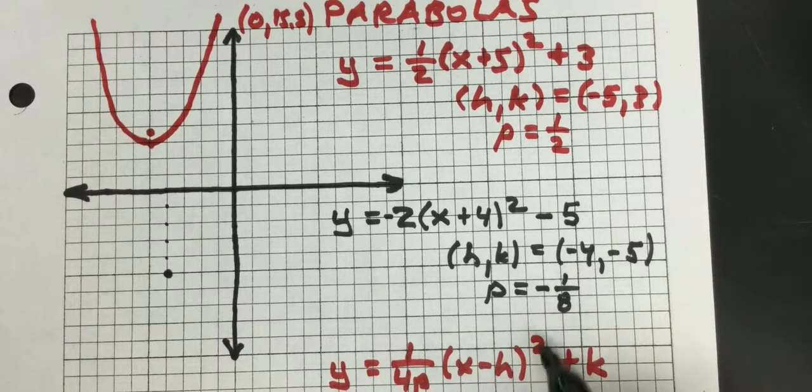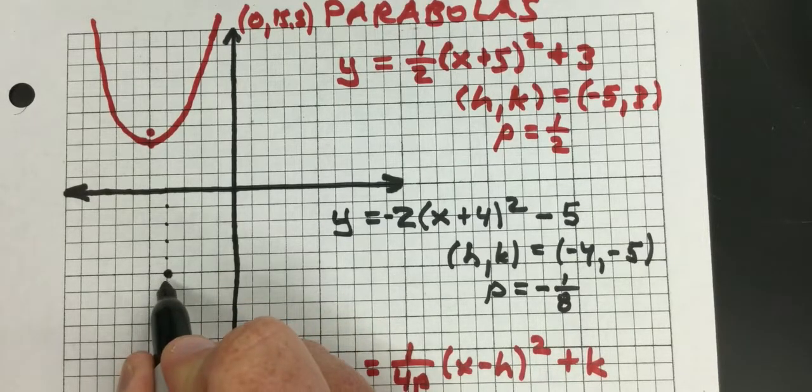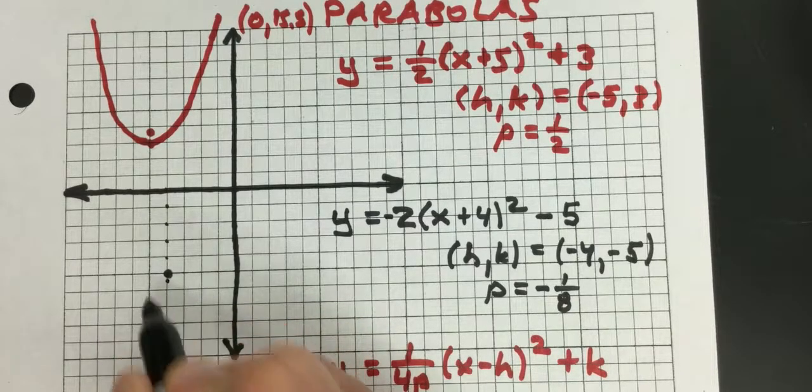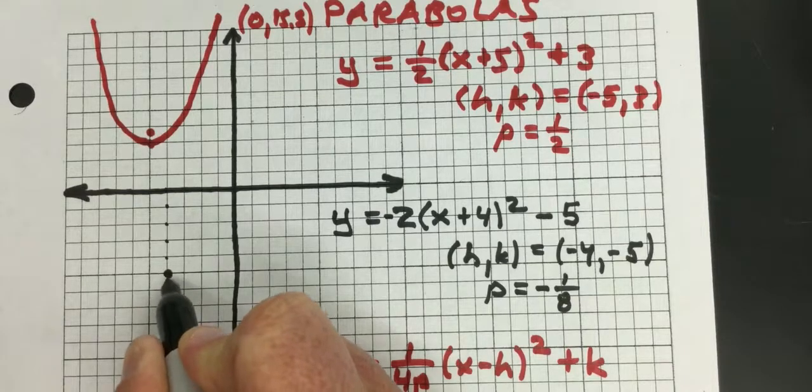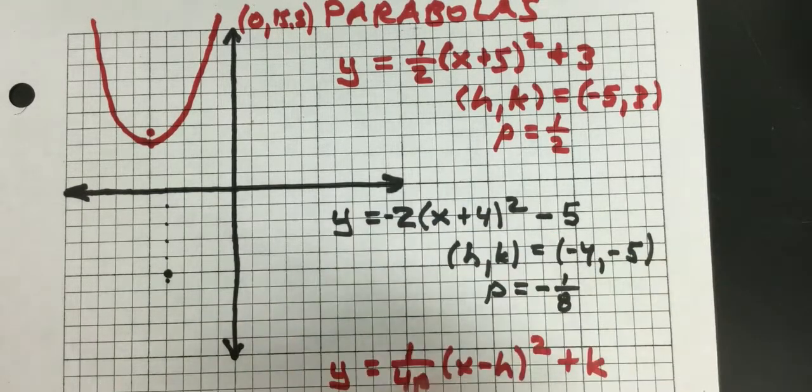So that means the focal point of that parabola is only going to be 1/8 of a unit down from the vertex. And it's a downward pointing parabola.